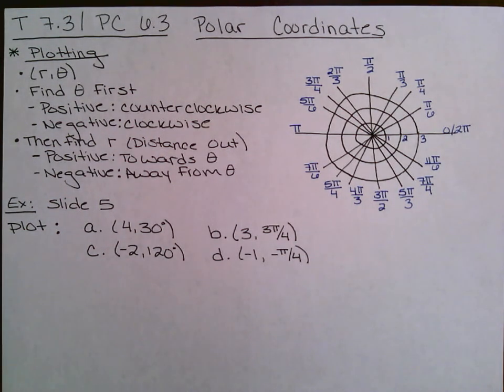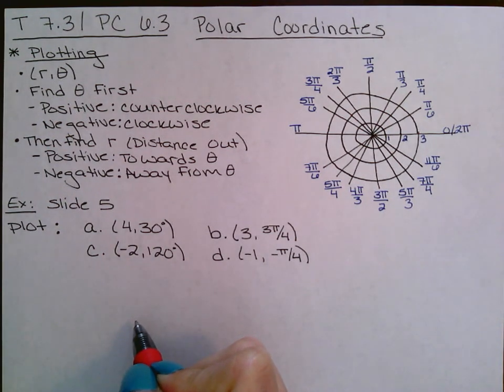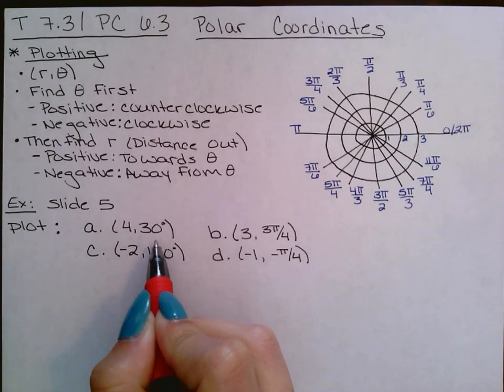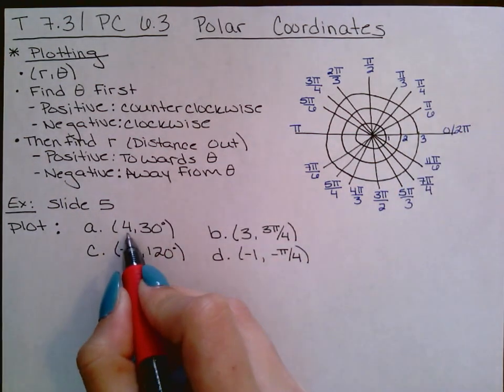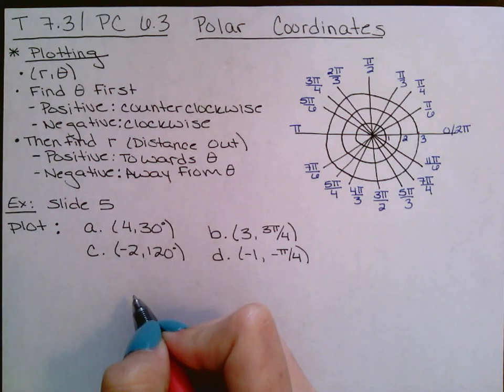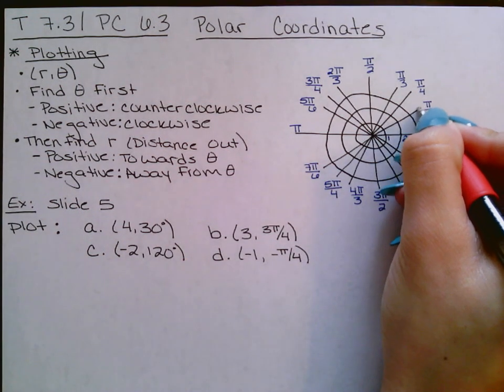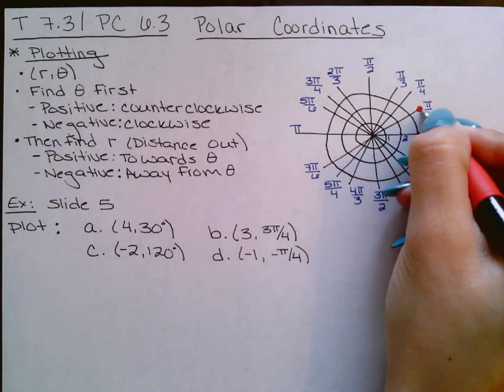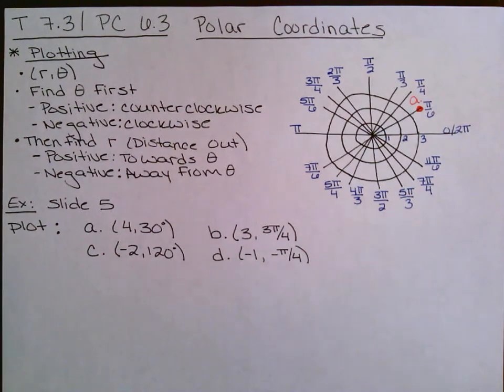Let's plot these, okay? So the first one says 4 comma 30 degrees. Well, I know that 30 degrees is the same as pi over 6. And then I'm going to go 4 rings out towards 30 degrees. Now, I only drew 3, so I'm going to pretend there would have been a 4th ring over here, and I'm going to put a little dot. And this is going to be my A. Okay.